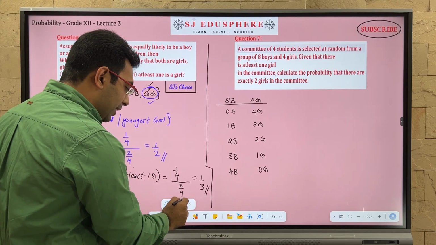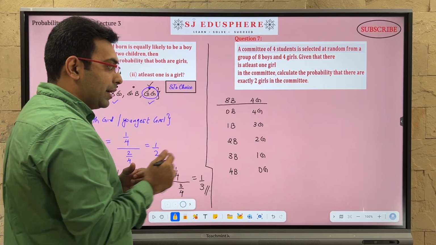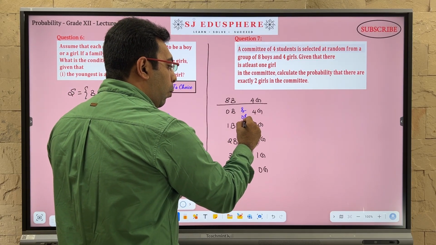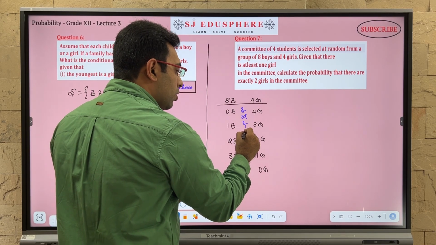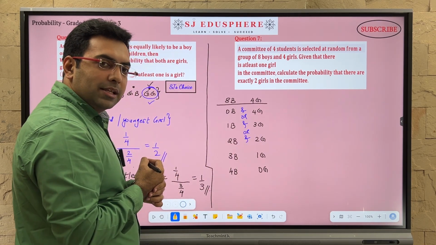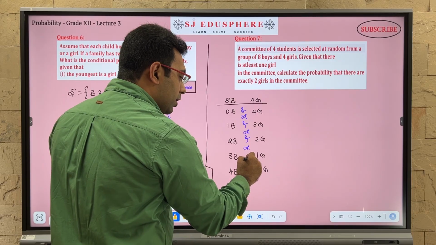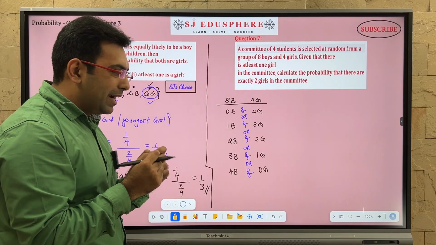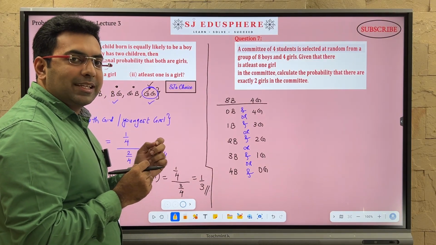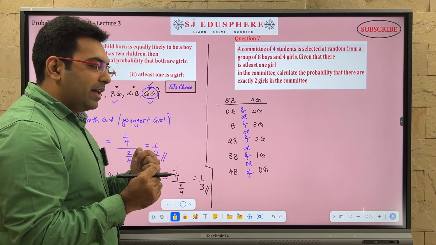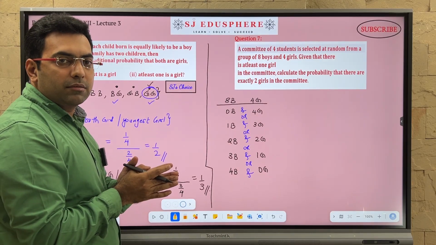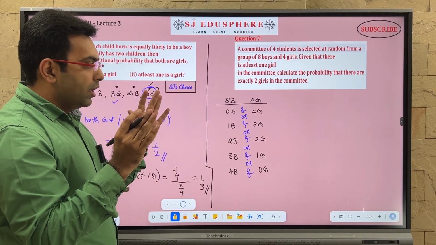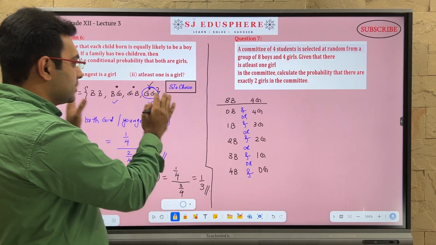Very careful. I'm reiterating the part. 0 boys and 4 girls, or 1 boy and 3 girls, or 2 boys and 2 girls, or 3 boys and 1 girl, or 4 boys and 0 girl. Why am I taking a pause here? Whenever I say or, I will add. Whenever I say and, I will multiply. So if you get the grammar correct, your sum will not go wrong. Now, these are all possibilities. How we listed it here.